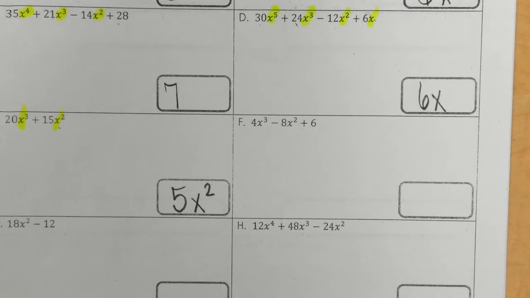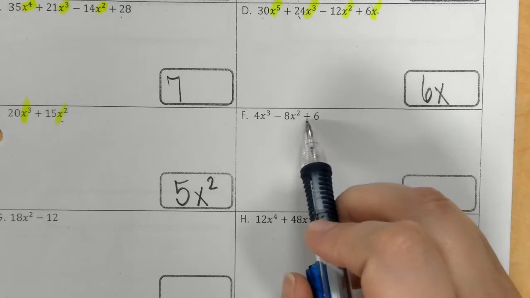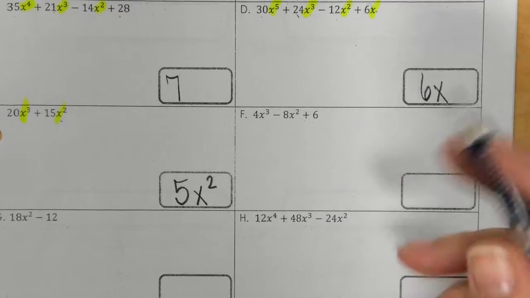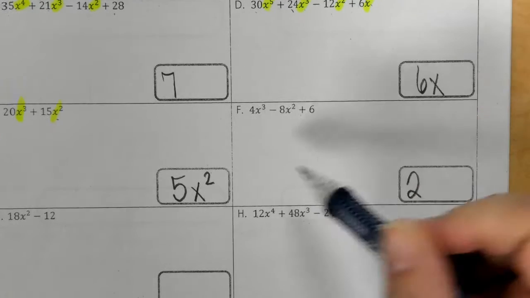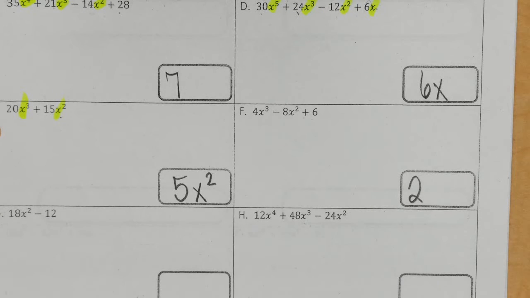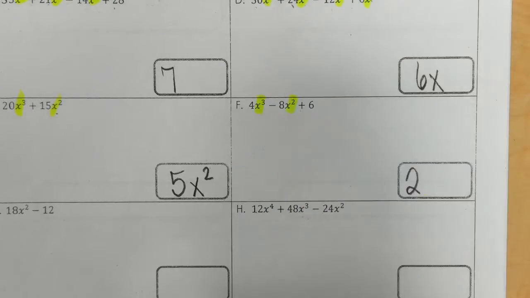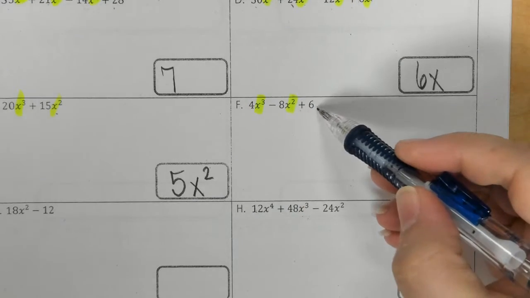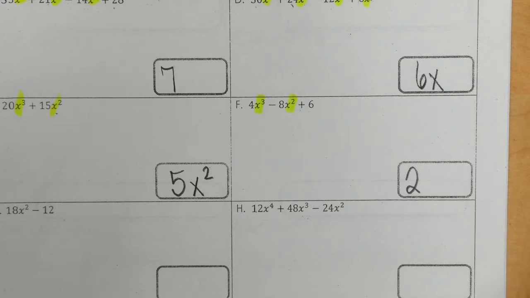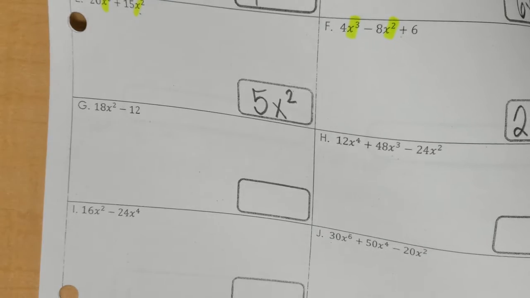In letter F, what number divides into 4, 8, and 6 evenly? Well, they're all even, so a 2 has to go into all of them. And nothing bigger than 2 can divide into all of those evenly. Then I check. I have an x in this first and second term, but no x here, so I cannot take an x out.